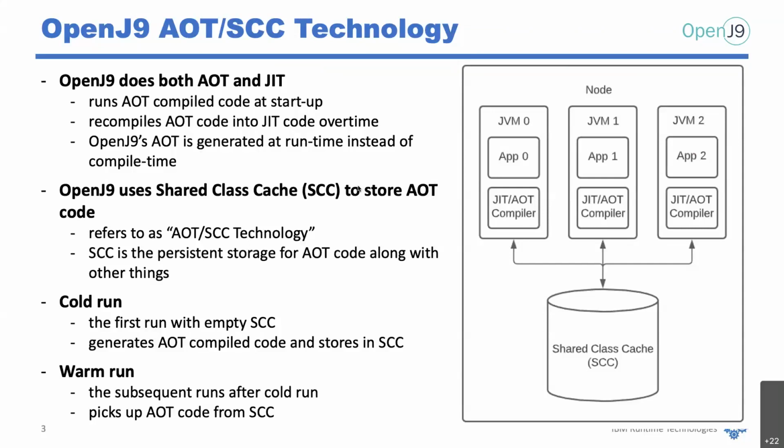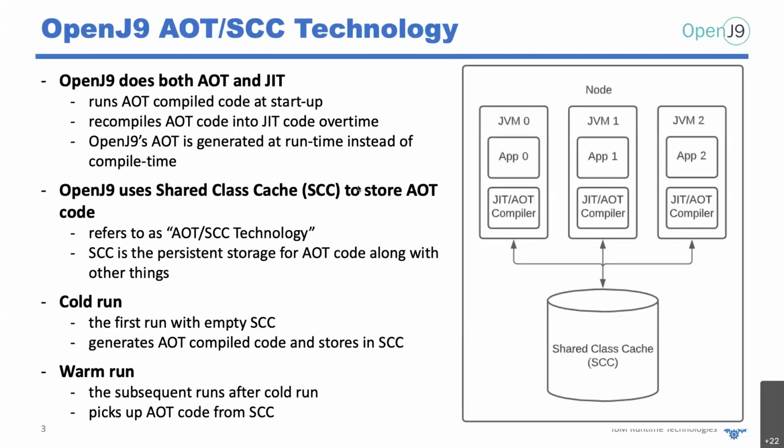This is where OpenJ9's shared class cache feature comes into play. The shared class cache, or SCC, is a persistent cache for storing AOT compiled code generated by OpenJ9's compiler. Note that AOT compiled code is not the only thing that the SCC stores, but since the other things are out of scope for this presentation, I'm not going to cover them.